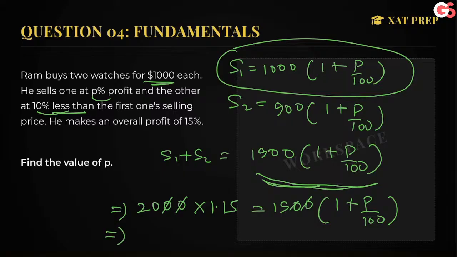Tell me. 23 is what I get, right? 23 by 19 minus 1 is p by 100. So 4 by 19 is the answer. 4 by 19 in terms of percentage will be the answer.